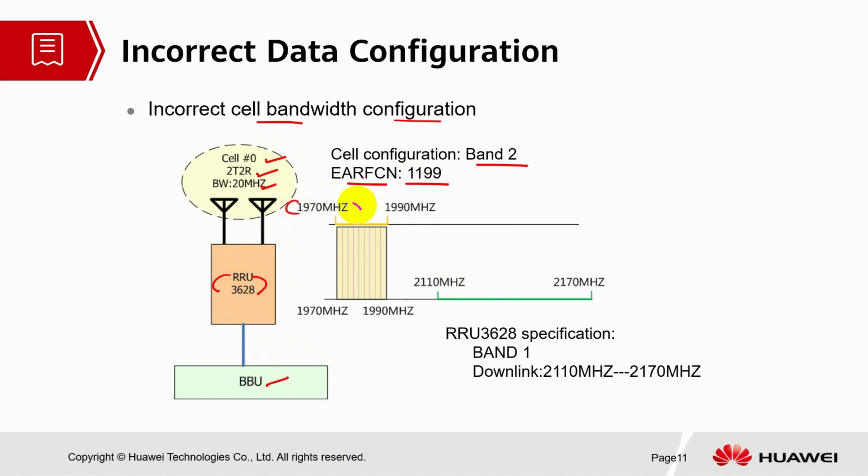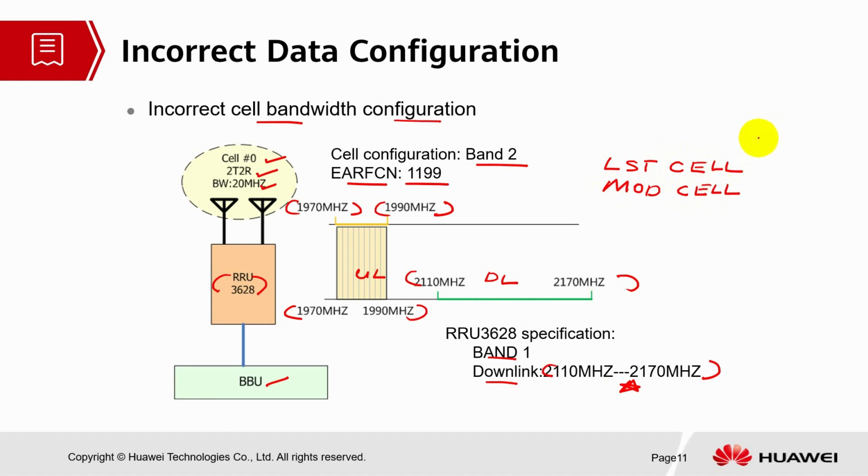This is the range of the frequency, 1970 to 1990. This is the uplink, and 2110 to 2170 should be the downlink channel. For the specification of band 1, the downlink should be within the range of 2110 and 2170. So we also have to refer to the technical spec. What commands could be related to this cell bandwidth? We can check from list cell and modify cell in case the bandwidth is wrongly configured.